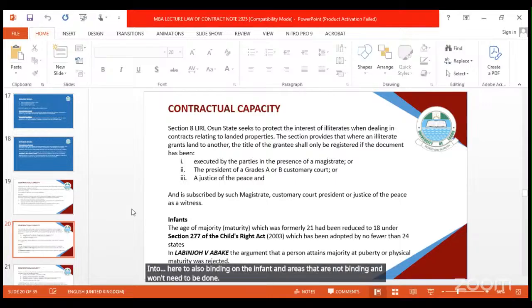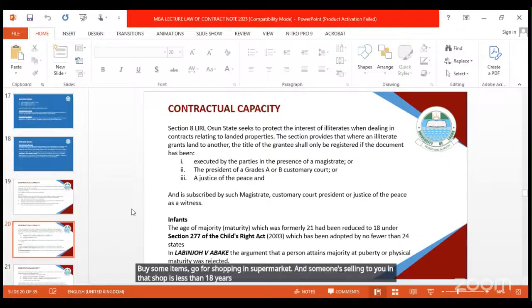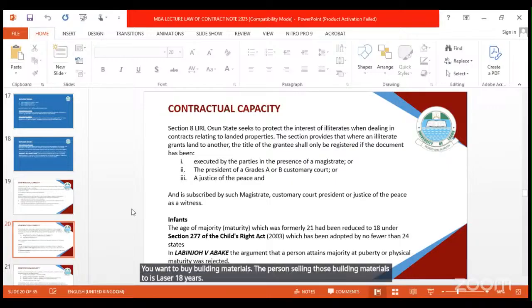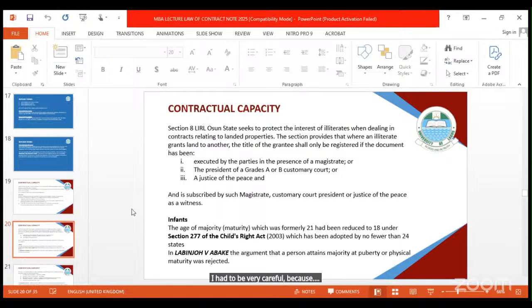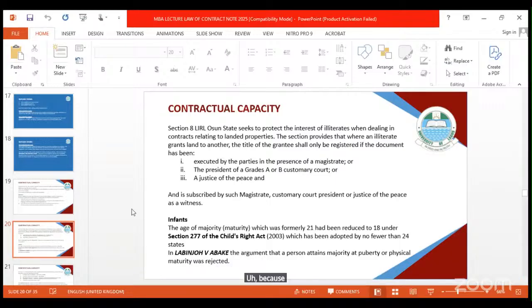and what needs to be done. But the general rule is that if you go somewhere you usually go for shopping, you want to buy some items in a supermarket, and the person selling to you in that shop is less than 18 years, you have to be very careful. You want to buy building materials, and the person selling those building materials to you is less than 18 years, you have to be very careful, because the law is not protecting you at that level at all. So be very careful when you are dealing with someone that is less than 18 years, because the law is saying that they don't have the capacity to enter into a valid contract. So you pay attention to that.